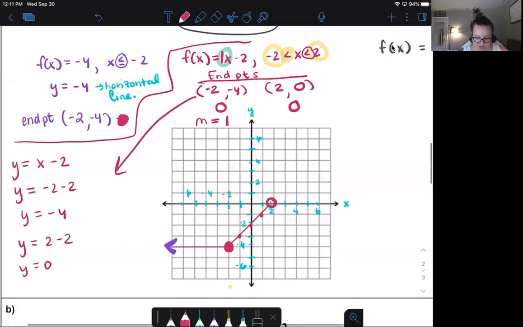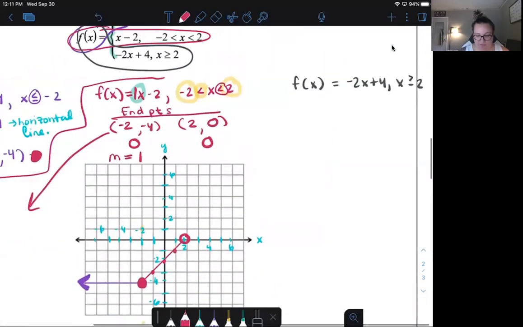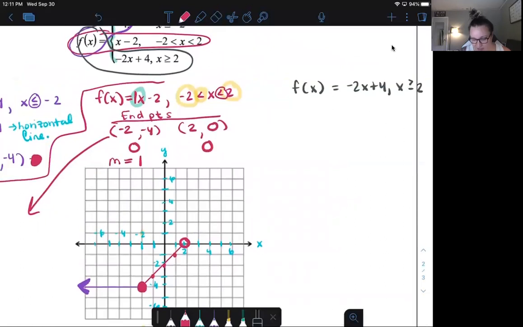Now let's do the third one. So the third rule was f of x equals -2x plus 4, but only when x is greater than or equal to 2. So we're going to find our endpoint. And the x value we're going to use for this endpoint is 2. Let's plug that into our function.